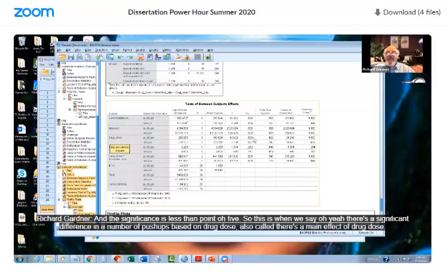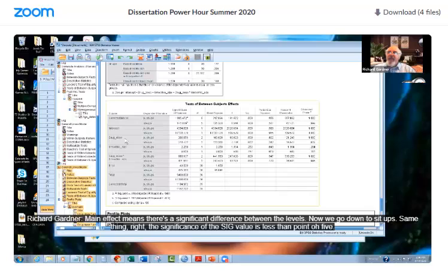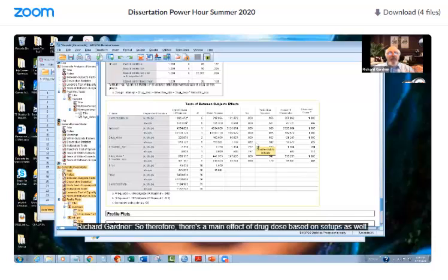And the significance is less than 0.05. So this is when we say, oh yeah, there's a significant difference in the number of push-ups based on drug dose, also called there's a main effect of drug dose. Main effect means there's a significant difference between the levels. Now we go down to sit-ups. Same thing, right? The sig value is less than 0.05. So therefore, there's a main effect of drug dose based on sit-ups as well.